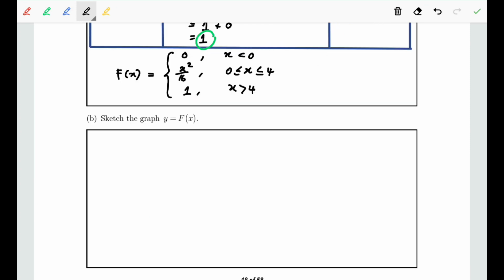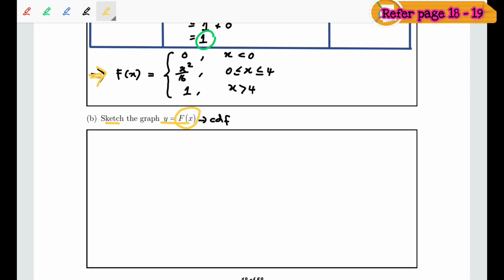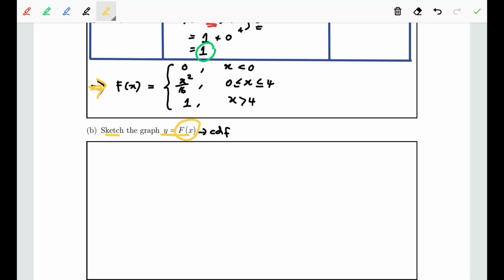Then we are going to proceed with the second part, which is B. The question asks to sketch the graph of y equals capital F. So you must be careful with the notation here. The question asks to sketch the graph for the CDF. This is the CDF, not the PDF. The notation here is referring to the CDF. So we are going to sketch this graph. Right, so back to the CDF that we found before.